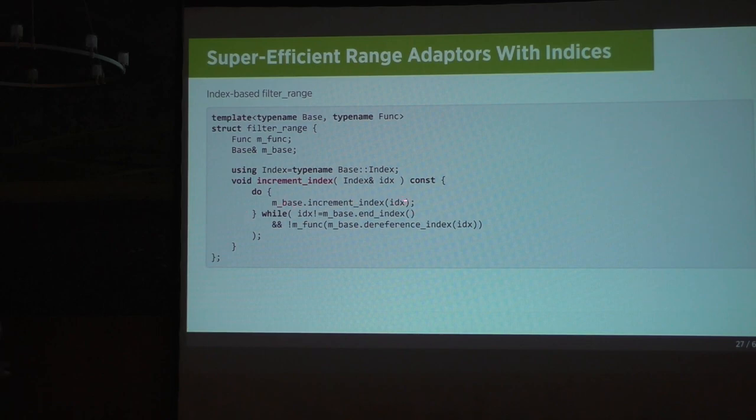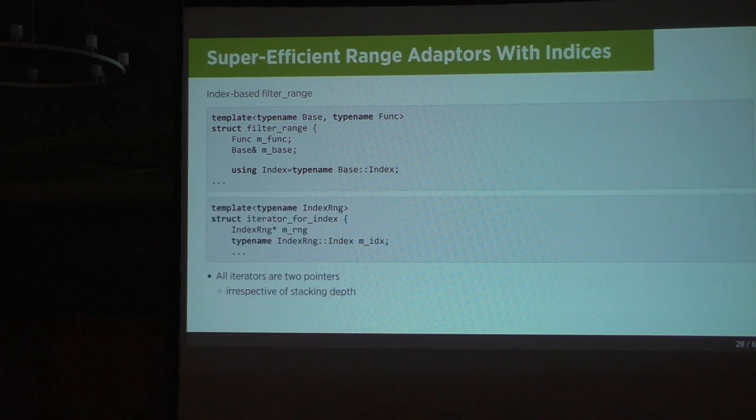And so you can just pass on the index to the increment index function of the base until you reach the end, or until you again ask the base to dereference, until you pass your filter function. And as you can see, your iterator is now just your index plus a pointer to the underlying range. And also, all the iterators that we can build, no matter how deeply we stack this thing, are always just two words. We always have just a pointer to the range and the actual index. And the index type is largely unchanging.